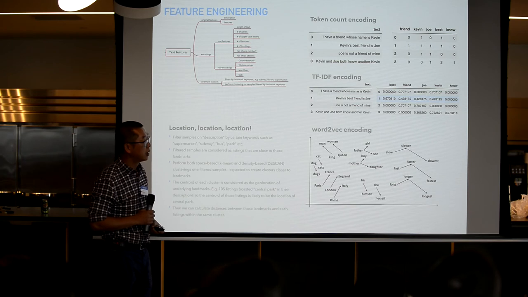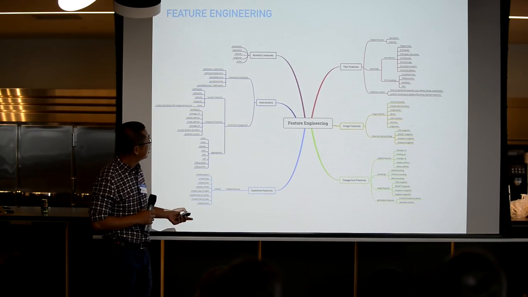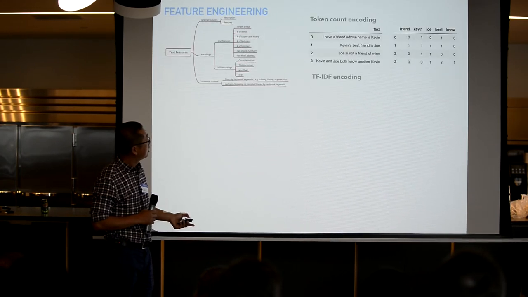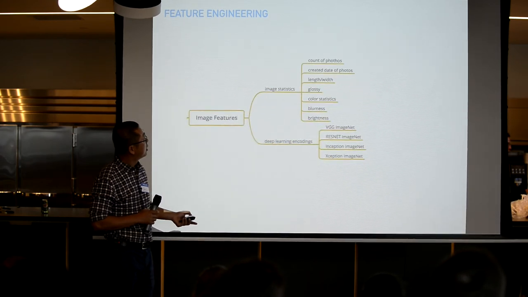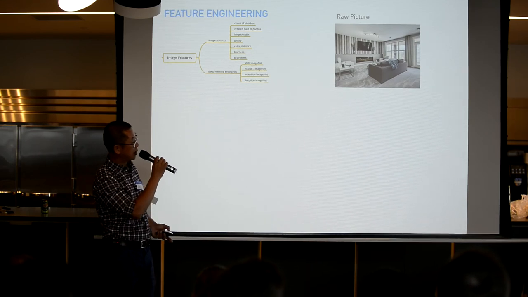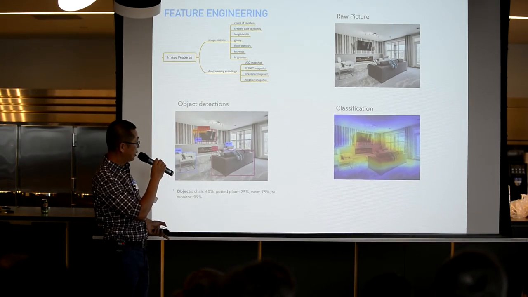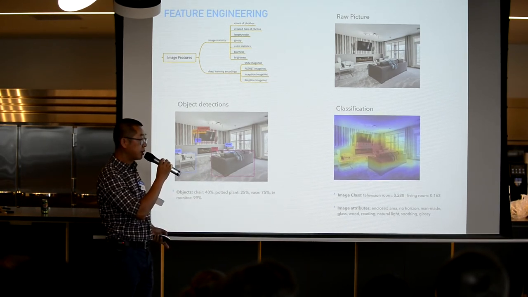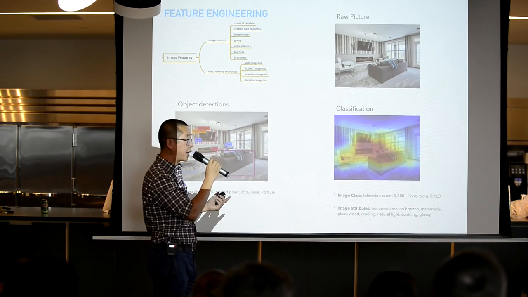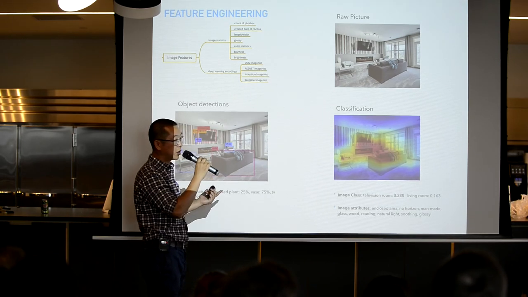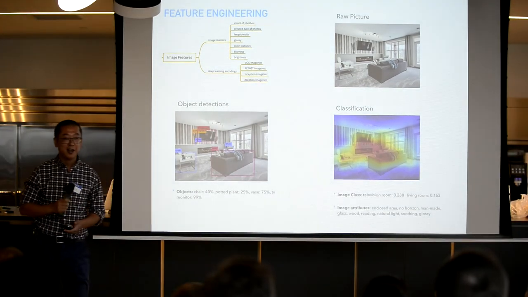My question is very detailed. Do you mind going back to the living room slide? The image classes for television room and living room have a very low number. Did you just set whatever is being recognized, or did you set up a threshold? Oh, no. I just ranked the predictions and picked the top three, because it comes with multiple predictions. Okay, thank you so much.